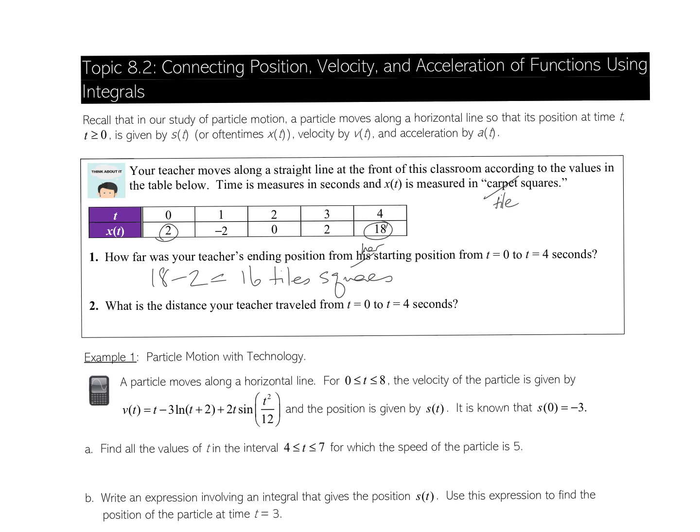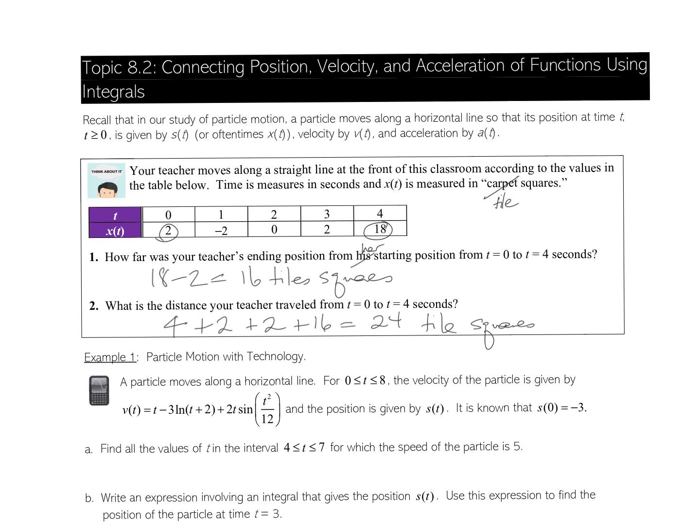So do you see, when you go from 2 to negative 2, you've traveled 4. And then from negative 2 to 0, you've traveled 2. And then from 0 to 2, you've traveled 2. And then from 2 to 18, you've traveled 16. If I add that all up, I get 24 tile squares.